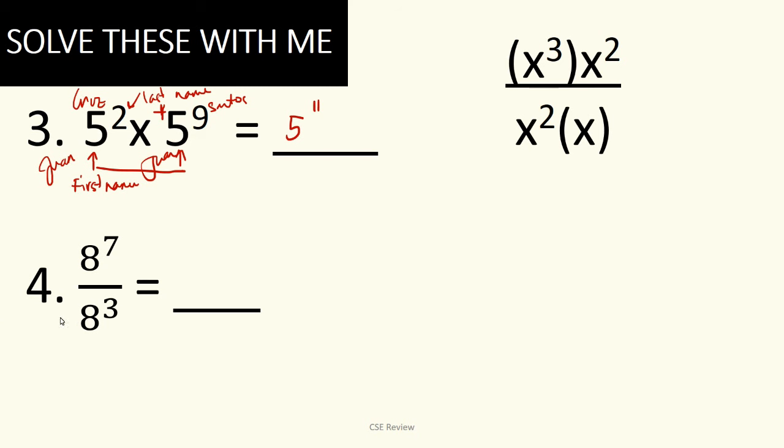Okay? It's still going to be 1, or yung first name. So, we have 8. Kaya lang, dahil kabaliktaran siya ng multiplication, at nung nag-multiply ka, nag-add ka, ano ang kabaliktaran ng addition? Subtraction. So, this becomes 7 minus 3. So, that is 4. So, 8 raised to 4.